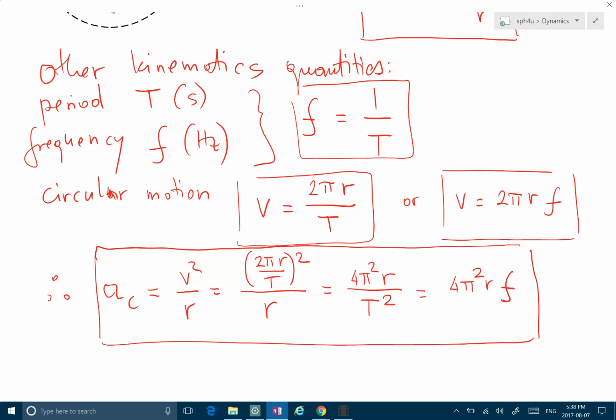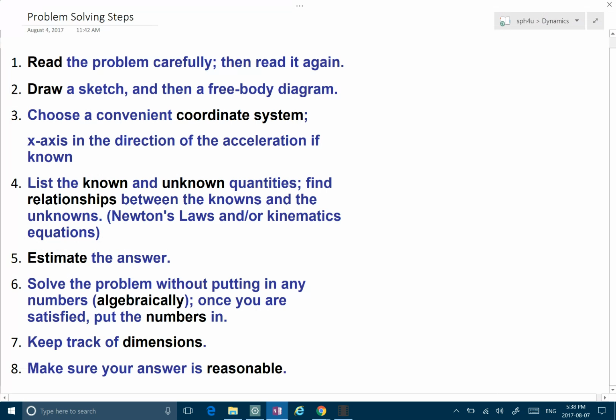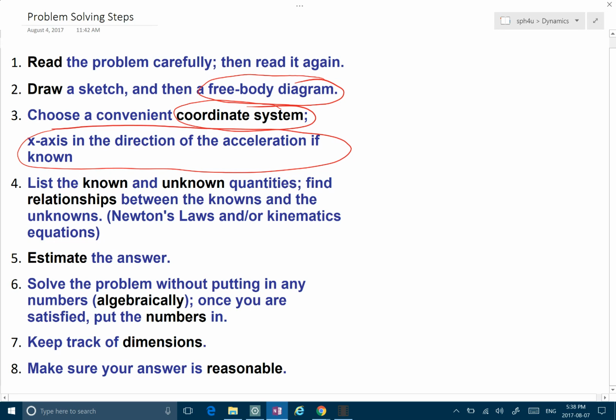Our next natural step is to solve some problems. Before we go into solving problems, here are the steps that we're always going to use. They are standard, as you notice, even from the first unit. We read the problem, we read it again, we draw a sketch. Now what is a new thing here? We draw a free body diagram, all right? We choose a convenient coordinate system. Remember, we choose the x-axis in the direction of the acceleration, if that is known. We list the given and required quantities. We find what relationship is between them.